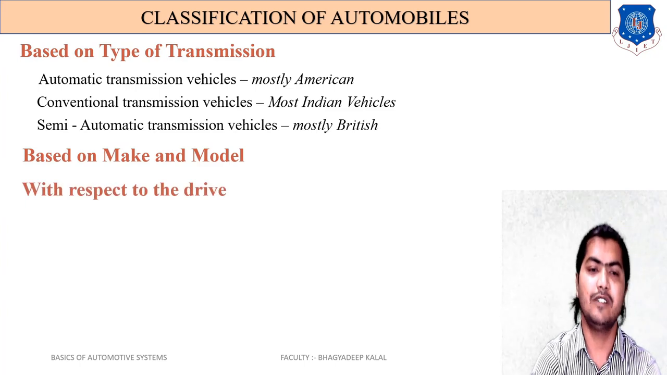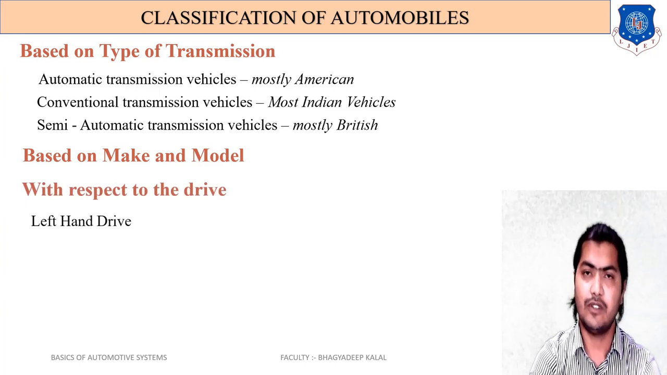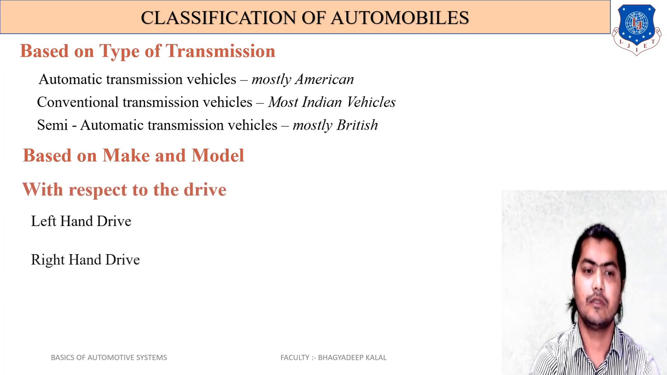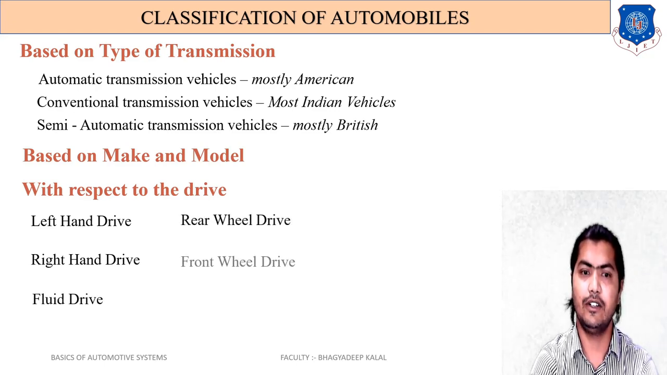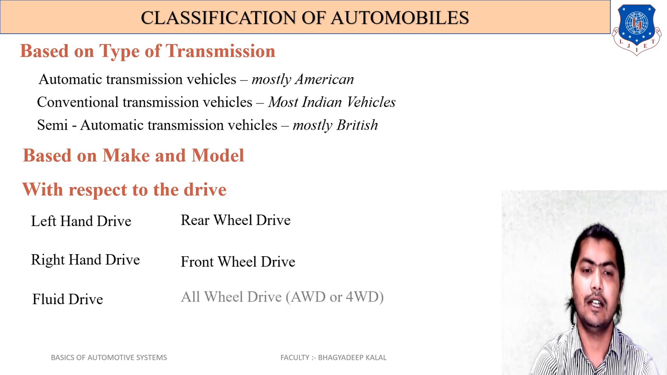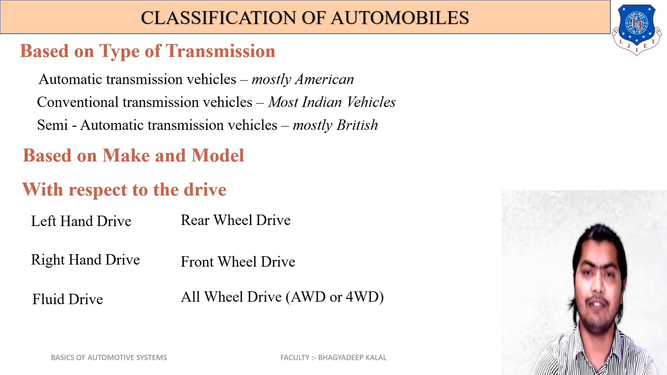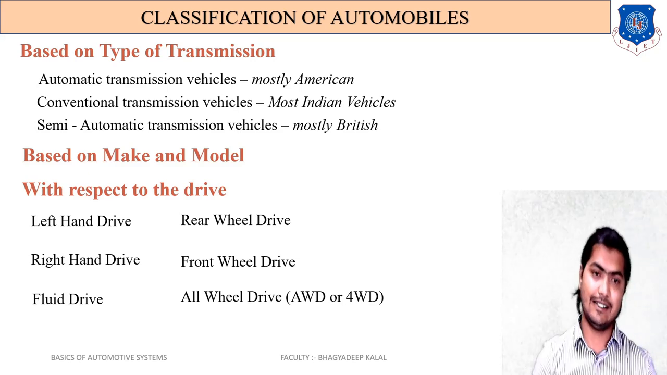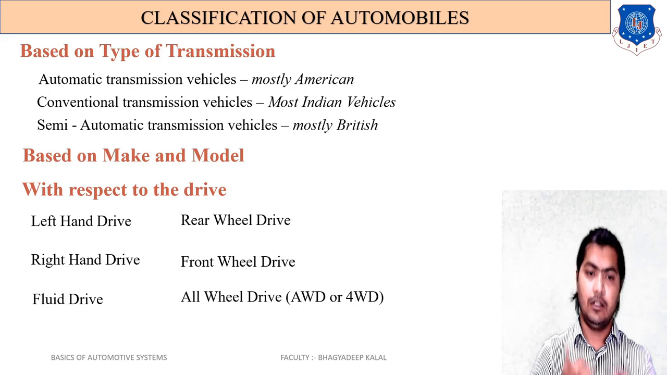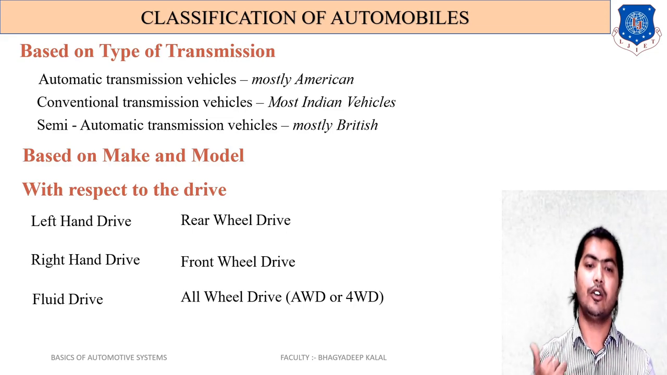Next, with respect to drive, first is the left-hand drive vehicle, right-hand drive vehicle, fluid drive vehicle, rear wheel drive vehicle, front wheel drive vehicle, and all wheel drive vehicle. All wheel drive is of two types, AWD (all wheel drive) or four wheel drive, 4WD. In this discussion we will learn about front wheel drive, rear wheel drive, and all wheel drive.